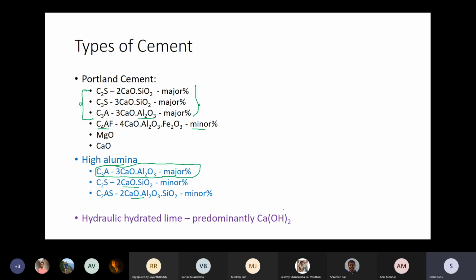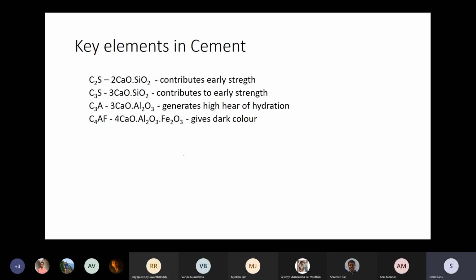This is only used for brick mortars, or also white cements. This is typical white cement, hydraulic hydrated lime. The Portland cement is used, as I said, for common building construction. High alumina, I think if I explain this, you will understand better. What is this?